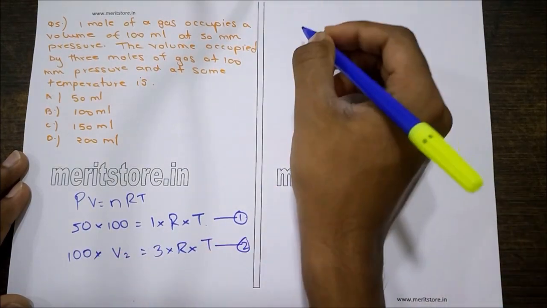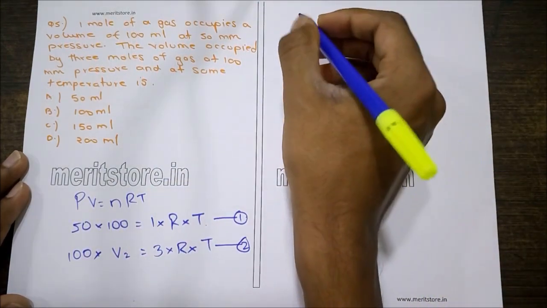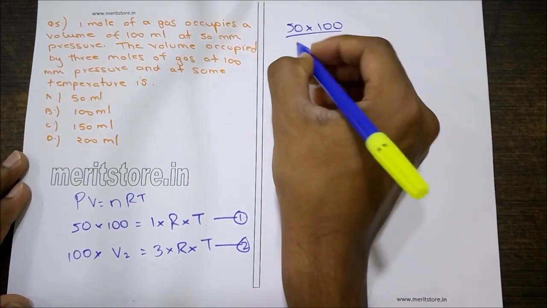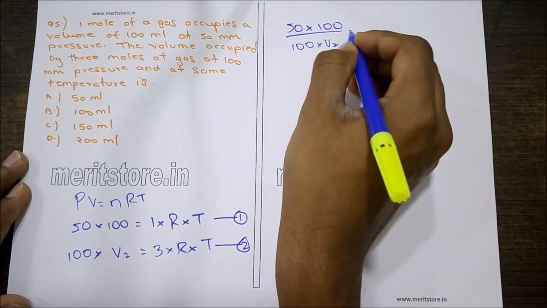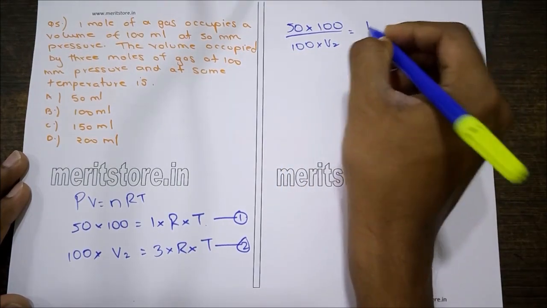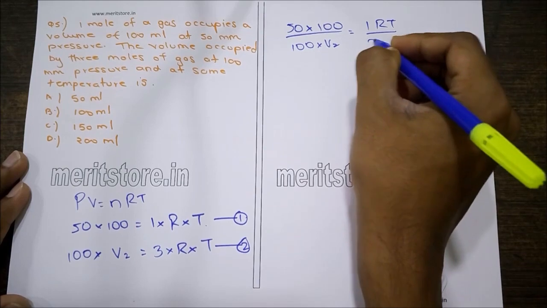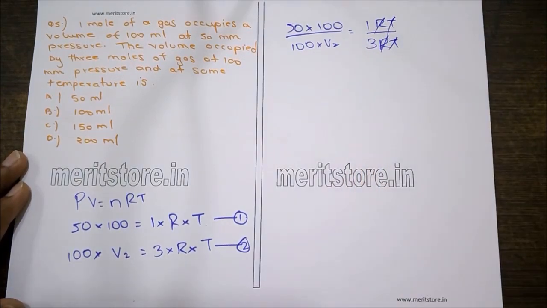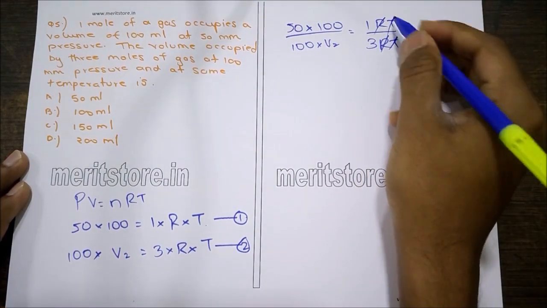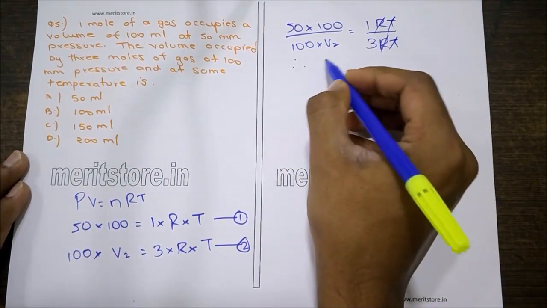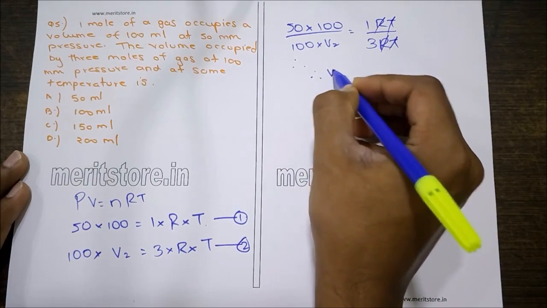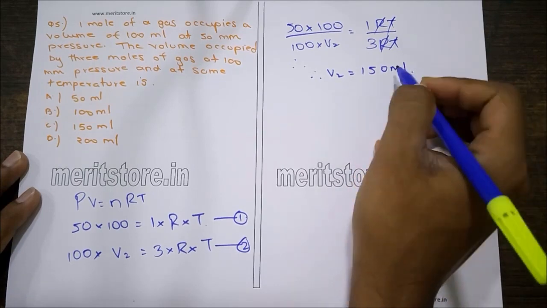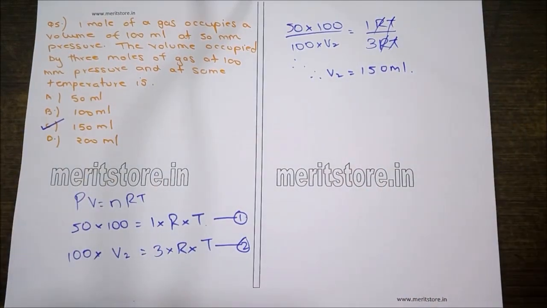So dividing equation 1 and 2, we get 50 into 100 upon 100 into V2 equals 1 RT upon 3 RT. Since the temperatures are the same, we don't need to worry about that and it can get cancelled. So from this we can find out the value of V2 as 150 ml. Hence option C is the correct answer.